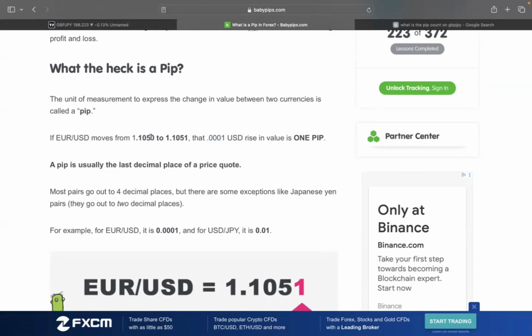So when the price moves from 1.1050 to 1.1051, that's a pip. When it moves from this 0 to, let's say, a 2, that's 2 pips. But if the pip count for Euro USD was 0.001, which is the third decimal place instead, then when price moves from 1.1050 to 1.1060, that's now a pip. And if it moves from 1.1050 to 1.1080, that's rather 3 pips, where the pip count is from the third decimal place.